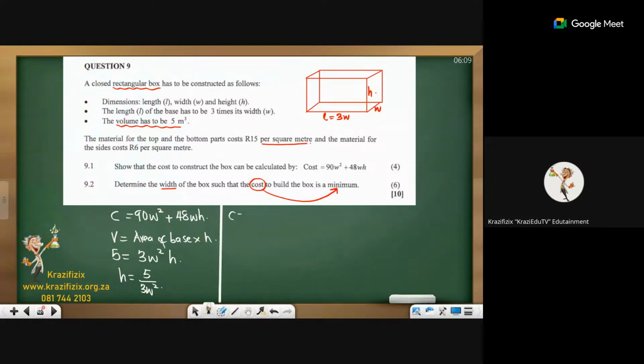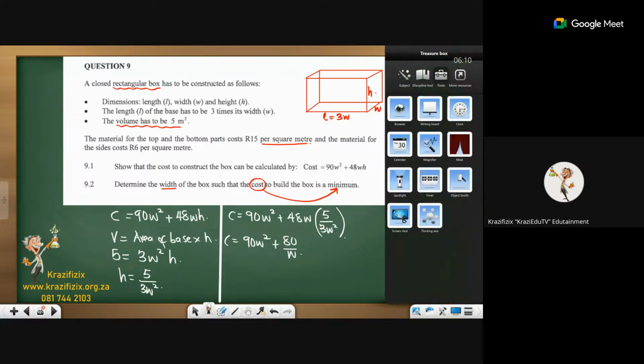So therefore, the cost can be written as 90W squared plus 48W. Instead of writing H, I now have a solution for H. I want my answer to be in terms of W, since I'm looking for W. We can simplify. The cost, therefore, will be 90W squared plus 48 times 5 is 240, divided by 3, which is 80. Now this W would take out 1 W there. So 80 over W.